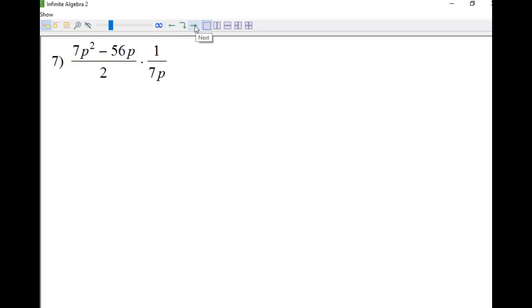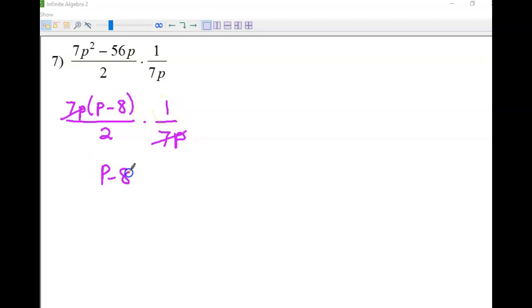All right. On number 7, we're moving on into multiplication. Multiplication is a lot like simplifying. So the first thing you're going to do is factor anything that you can. On the top here, I've got a GCF. I can take out a 7p. And whatever you have on the top that's also on the bottom can go away. So the 7p's can go away. Multiplying anything by 1 doesn't change it, so we can pretty much just ignore the 1, and we leave p minus 8 on top, 2 on the bottom.